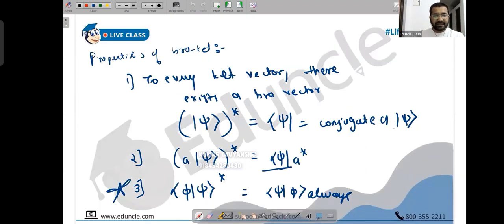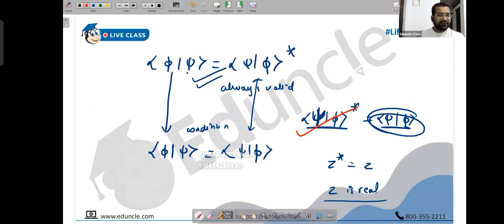And if psi phi is real, then what does it mean? Psi phi will be equal to psi phi star. If psi phi and psi phi star are equal, then you get this.